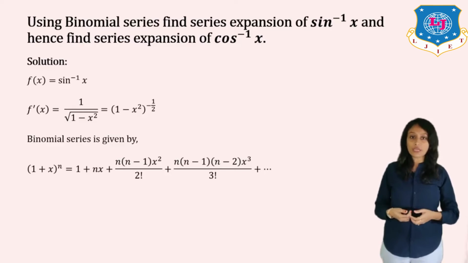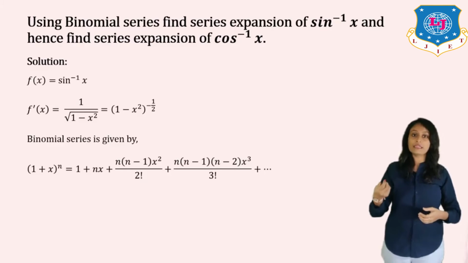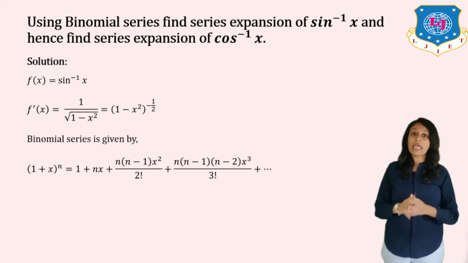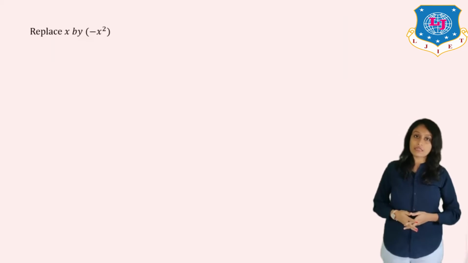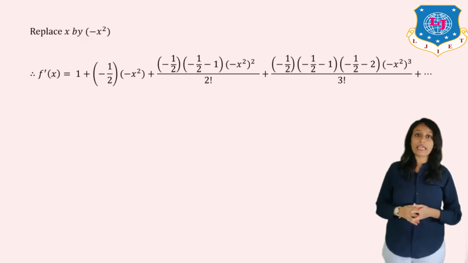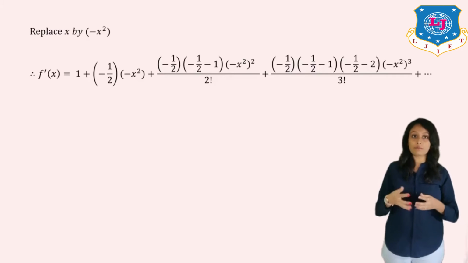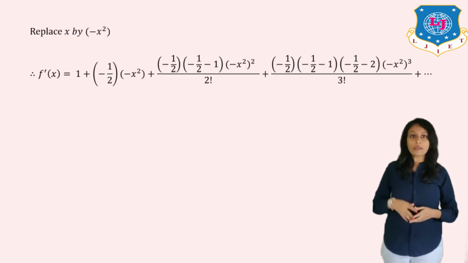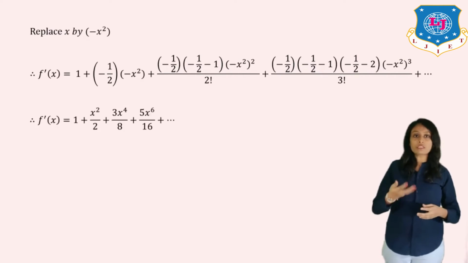On comparing, you can see that in place of x we have minus x square, and in place of n we have minus 1 by 2. So in this formula, everywhere in place of x we will write minus x square, and in place of n we will write minus 1 by 2. So we'll get f dash x is 1 plus minus 1 by 2 into minus x square plus minus 1 by 2 into minus 1 by 2 minus 1 into minus x square whole square upon 2 factorial. Next, we have to simplify this.